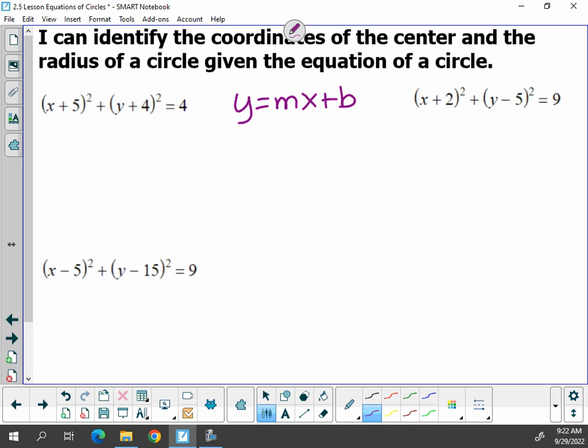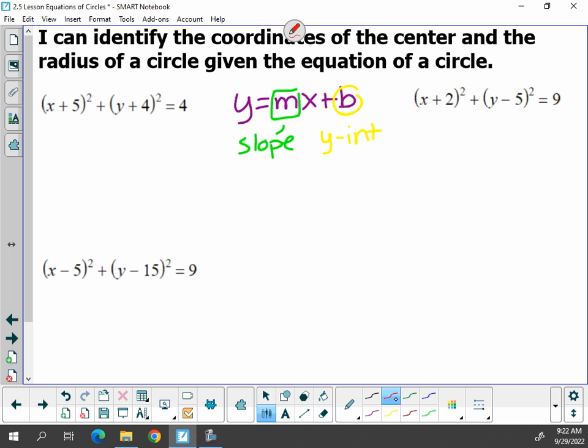And we've worked with lines that are in the form y equals mx plus b. And some important parts of that equation are this letter m, which was the slope, and this letter b, which is the y-intercept. I'm sorry if those are too light, but this is just a quick chat about those. And so an equation of a circle also has some important things you need to know.